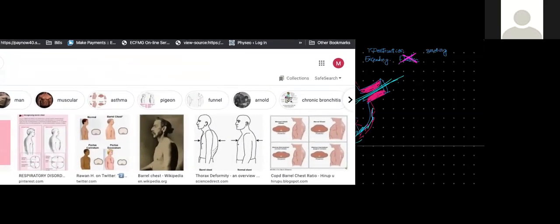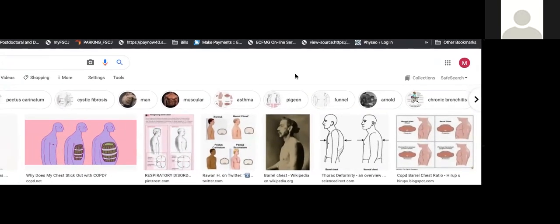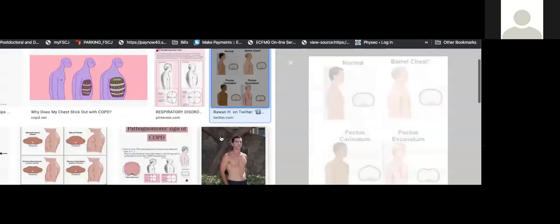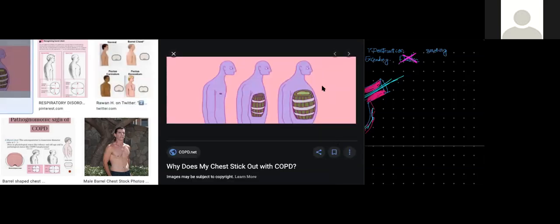So if we're looking here, this is going to be a normal chest. If you notice here, the anteroposterior diameter of the chest is much smaller than the transverse diameter. Over time, as I expand the lungs, the anteroposterior diameter is going to increase. So the chest now looks like a barrel. We call this barrel chest. Right, look in here, barrel chest.